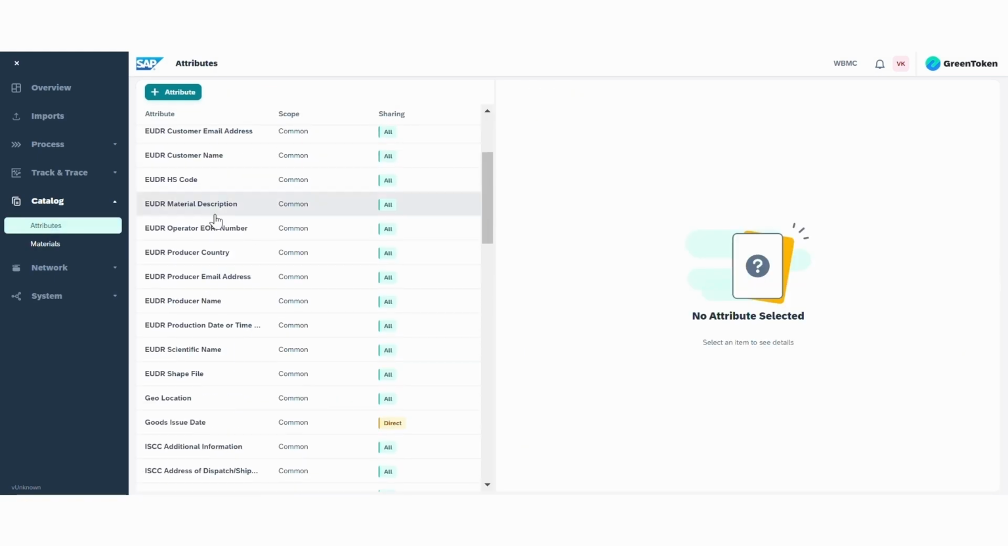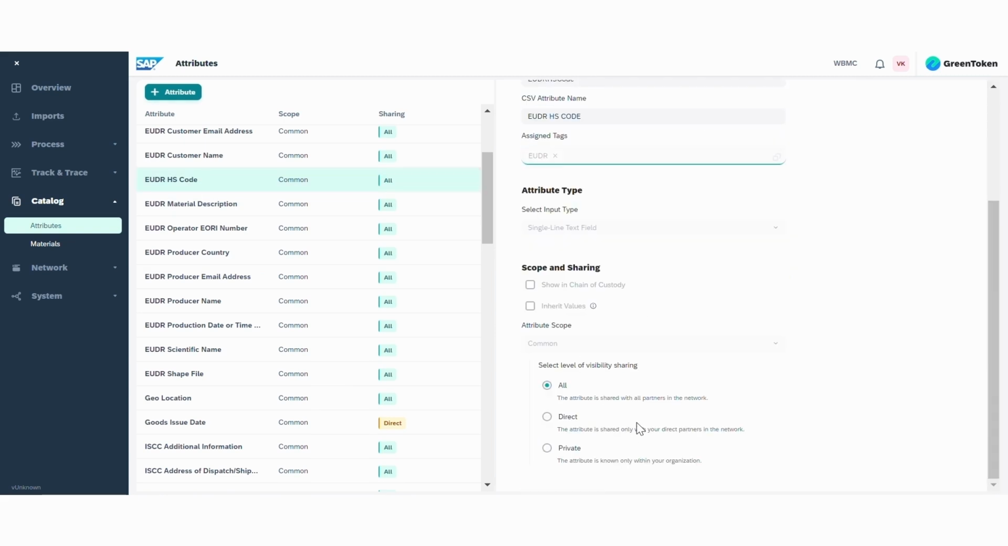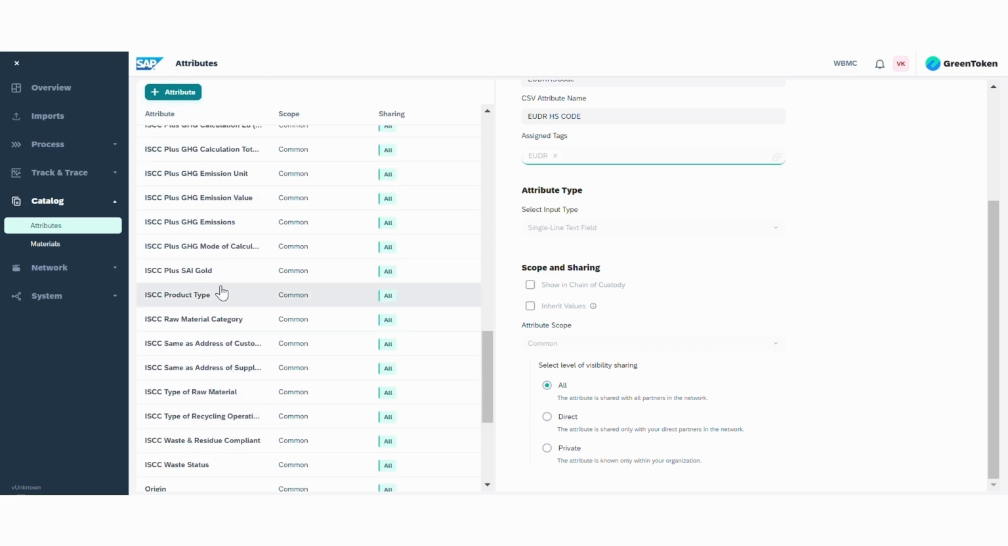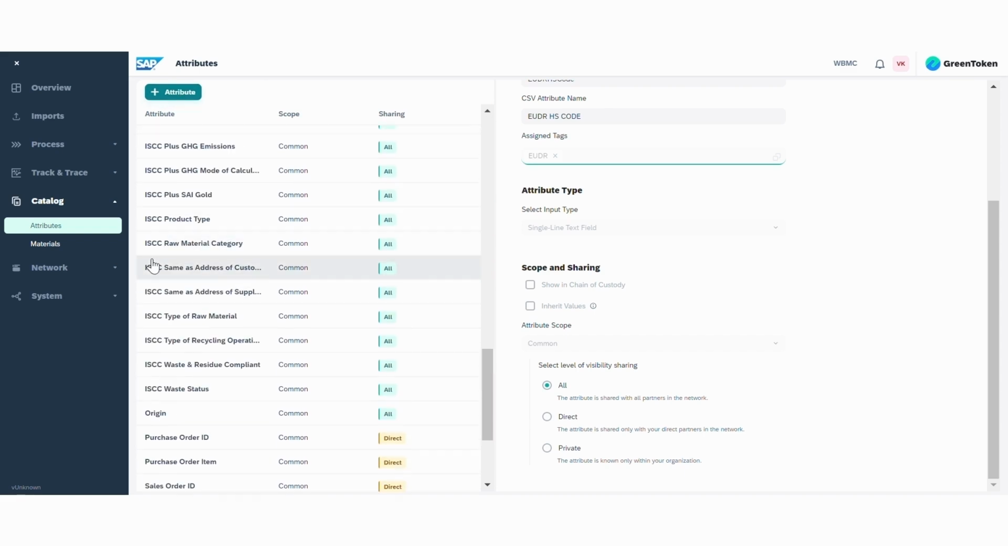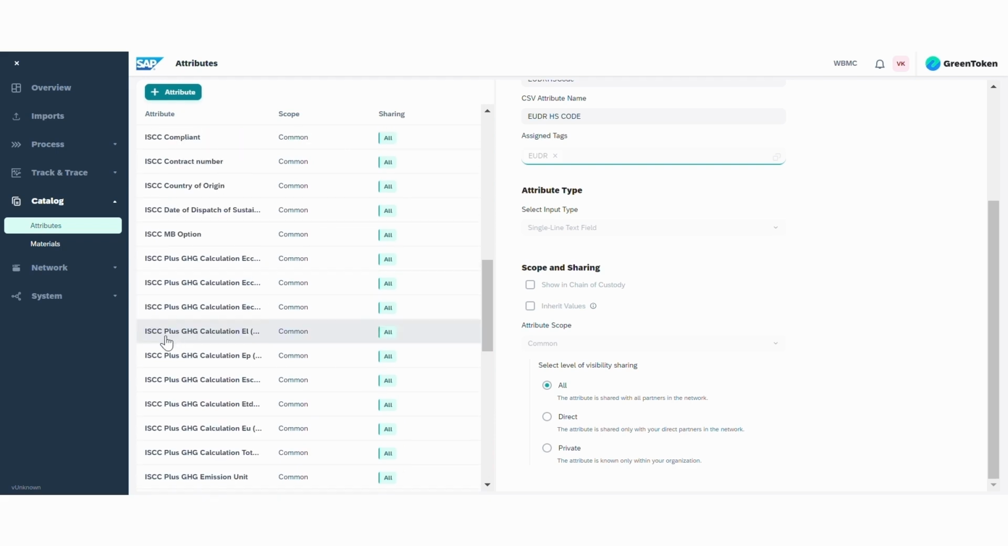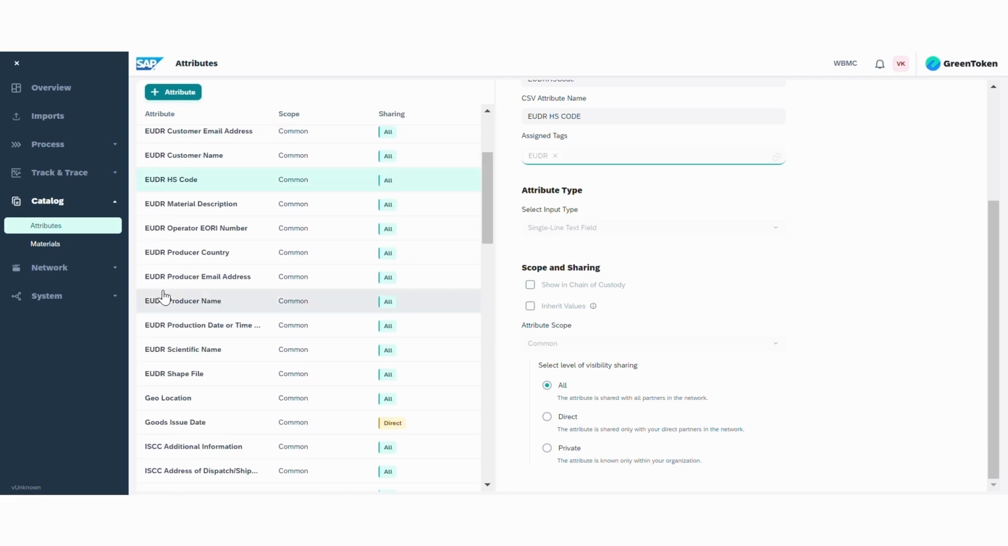We can click on them to find out more details, and we can also choose the level of visibility that we want to use. Should these be only accessible within our organization, or should they be shared with all the partners in the network? We can also define custom attributes that we might need. And as you can see, we have attributes that cover various different internationally recognized standards and frameworks, such as the ISCC and the EUDR, which is the European Deforestation Regulation.